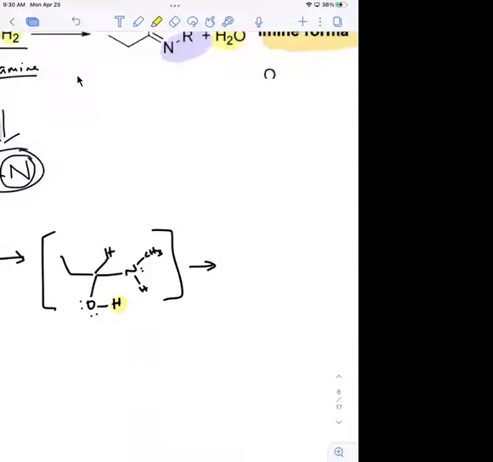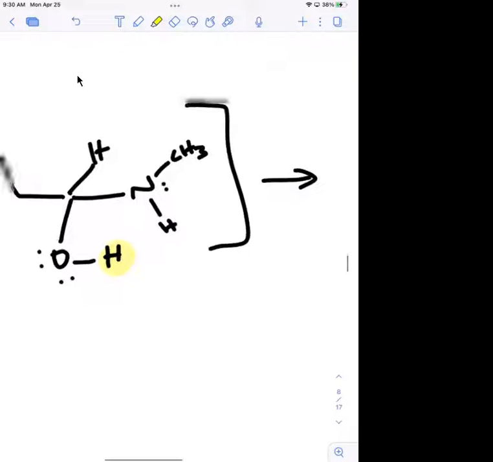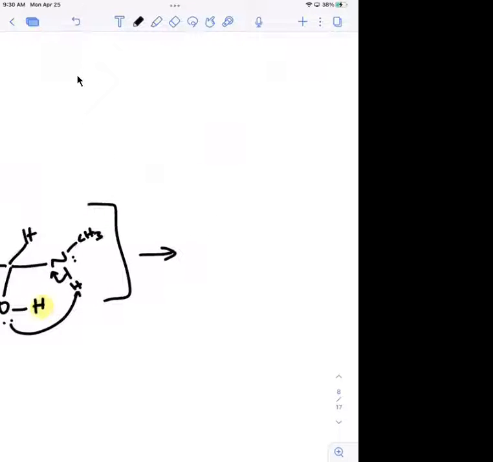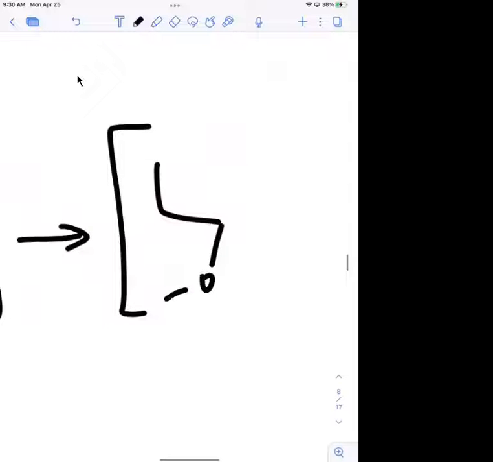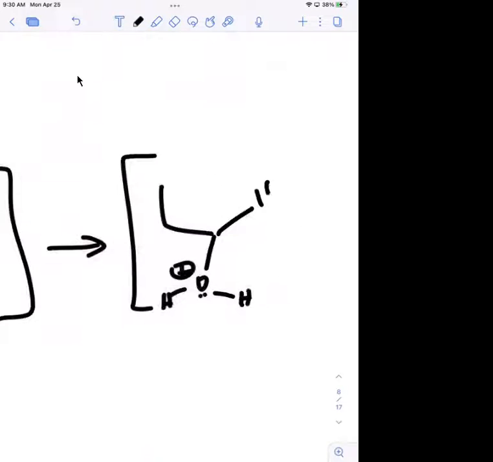How do I get water from this intermediate? What can I do? Would you do a proton transfer with the other hydrogen? We'll do another proton transfer, and then I'm going to end up with another intermediate, but this time I have a hydronium ion. This is positive, and then this was H, and this is N. Now N is negative.